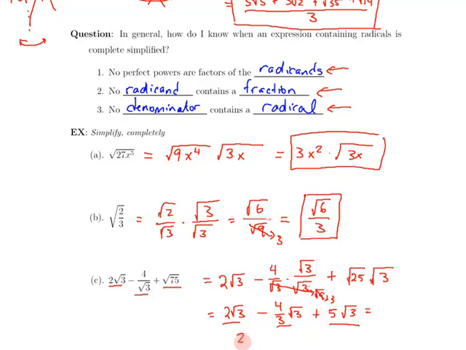Okay, so 2 minus 4/3 plus 5. So I got to find the common denominator, since these are both over 1. The common denominator is 3, so this becomes 6 over 3. This becomes 15 over 3. So 6 minus 4 is 2, plus 15 is 17. So I end up with 17 over 3 square roots of 3. Alright, and that's the end of 7.5.